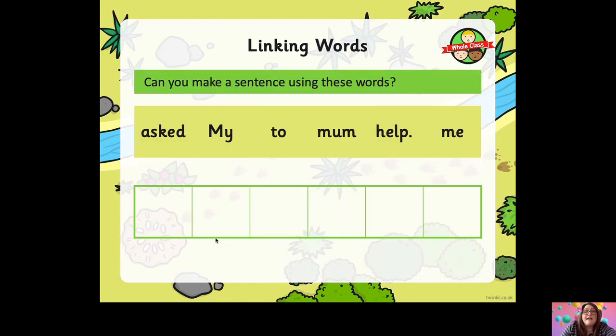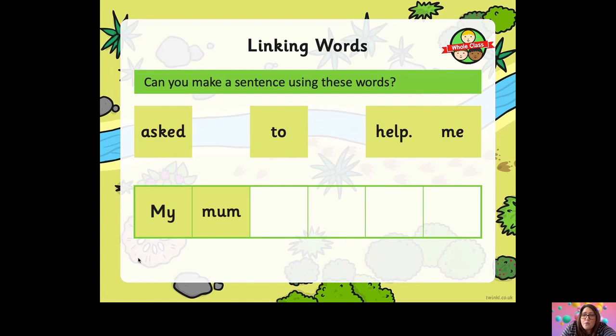Can you make a sentence using these words? Let's read the words first. Asked, my, to, mum, help, and me. Now, the first word must start with a capital letter. So the word that starts with a capital letter here, because it's the beginning of my sentence, would be my. My. Let's see if any other words make sense after my. My asked, my to, my mum, my help, or my me. The one that makes sense there to come next would be mum.